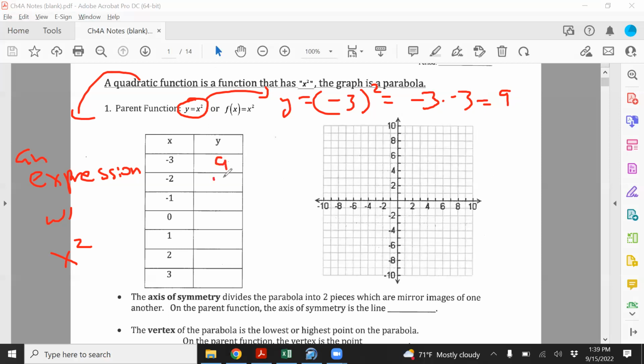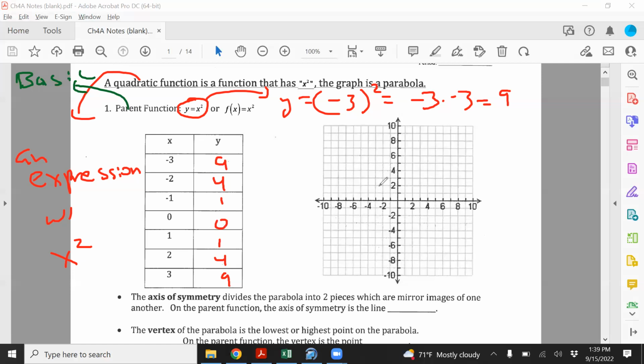So like that's 9, 4, 1, 0, and then it repeats, 1. Zero is neither positive nor negative. It's in limbo. So that's the parent function, the most basic function you could think of. Pretty basic stuff.